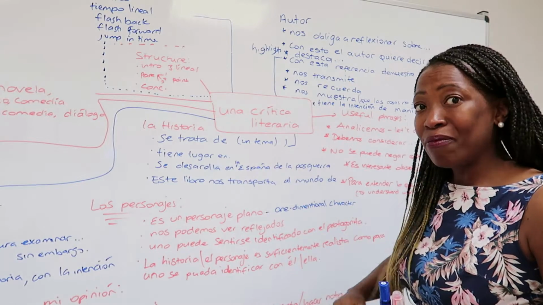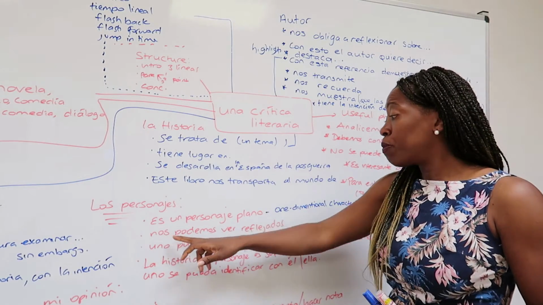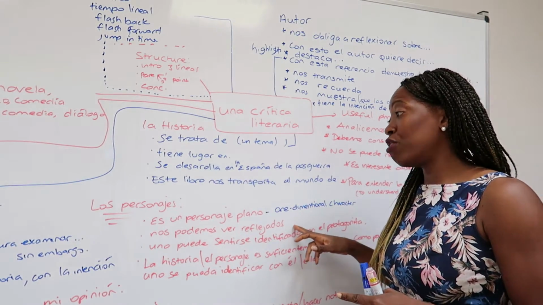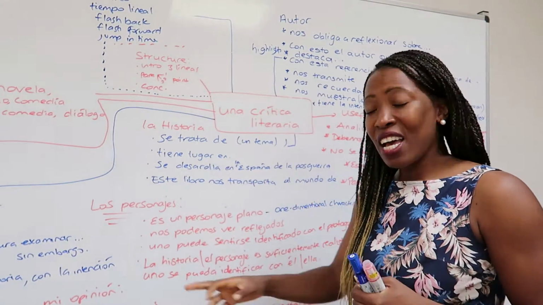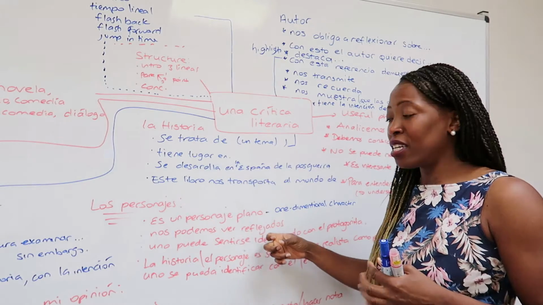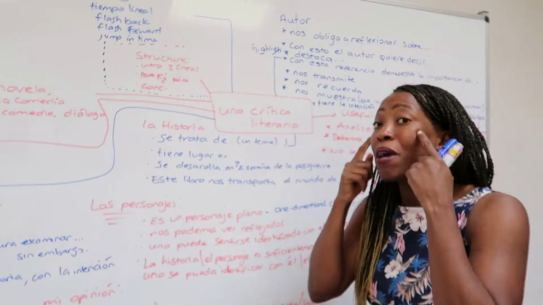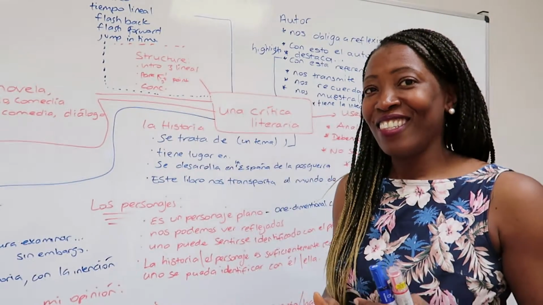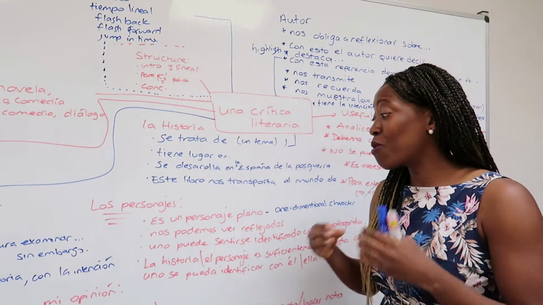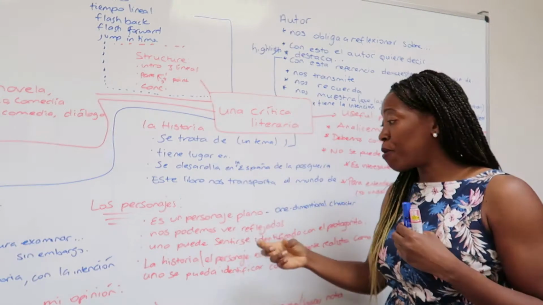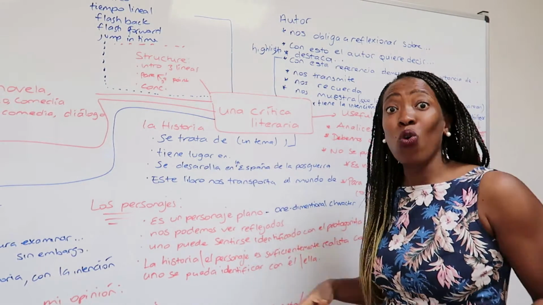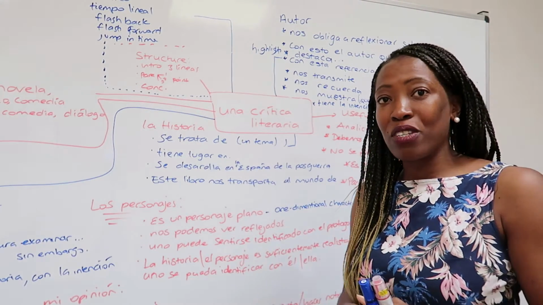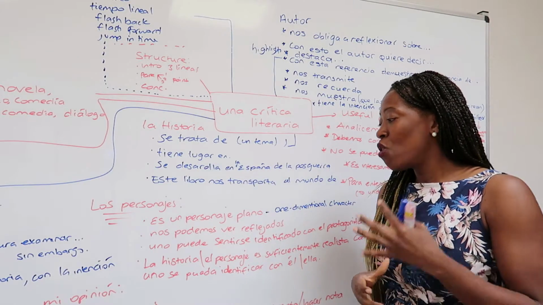Talk a little bit more about the main character, la protagonista. Nos podemos ver reflejados en él o en ella. We can see ourselves in that person, in that character. Nos podemos ver reflejados. Love this sentence. We can see ourselves in that person. Reflejados en él o en ella, or en ellos, if you want to be talking about plural or two different people.